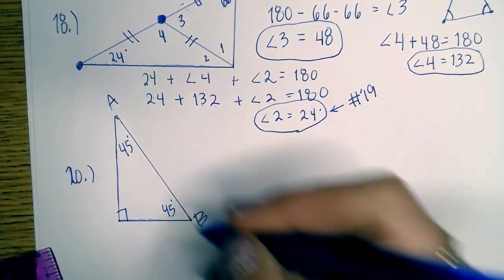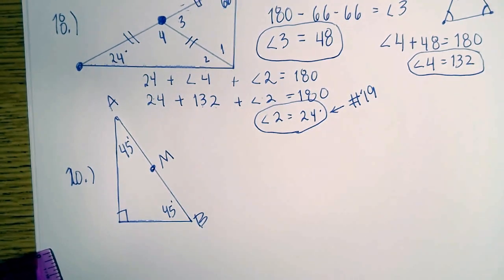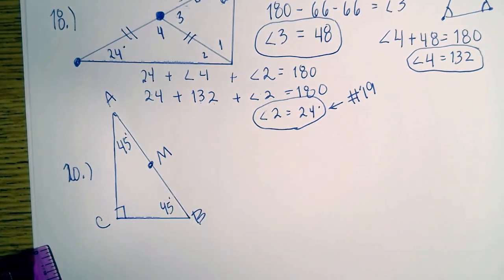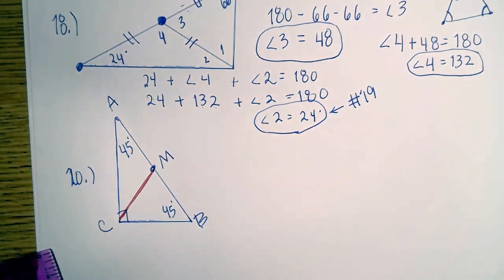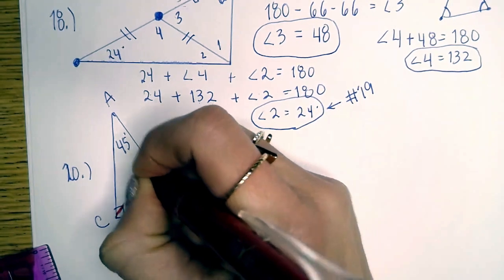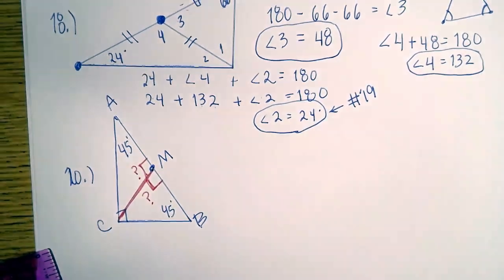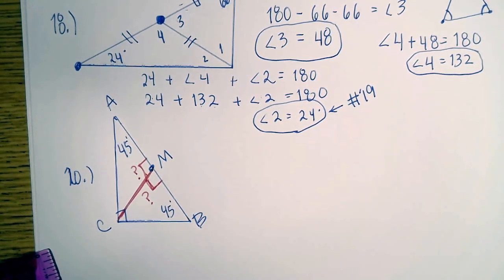M is the midpoint of AB. Write a coordinate proof to show that CM, obviously my drawing's not to scale, so forgive me, is perpendicular to AB. Right angle? Now, we didn't do a coordinate proof yet. Kind of did actually when we did distance formula, and I derived the distance formula from the Pythagorean theorem. So we will do that tomorrow.